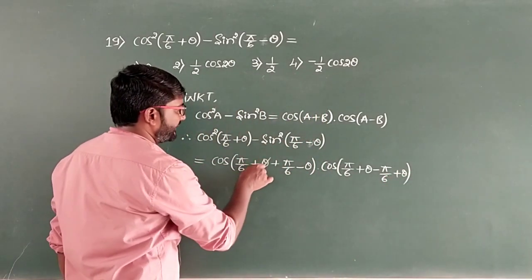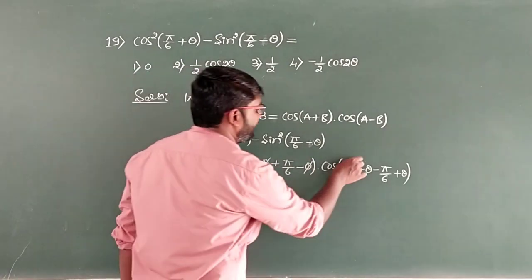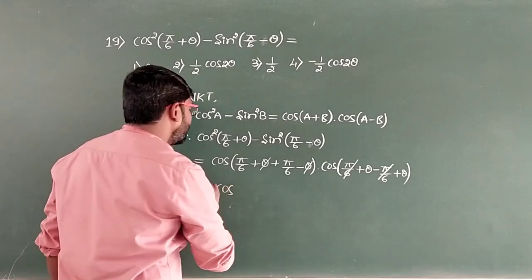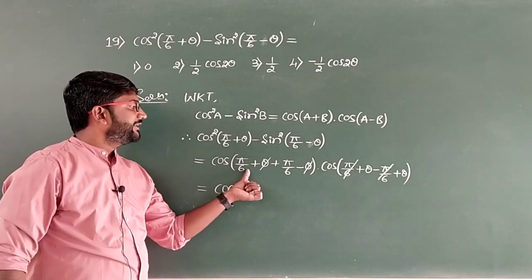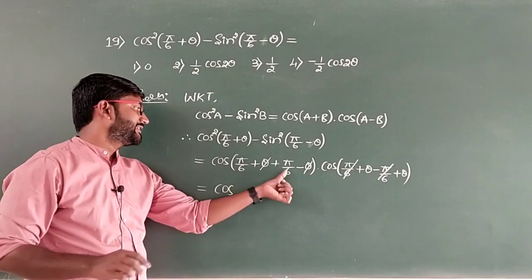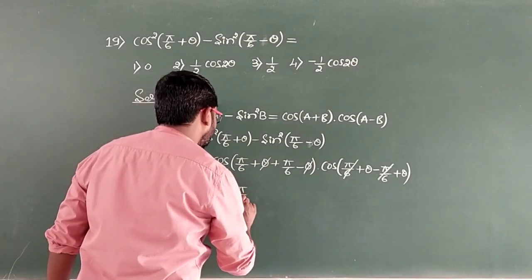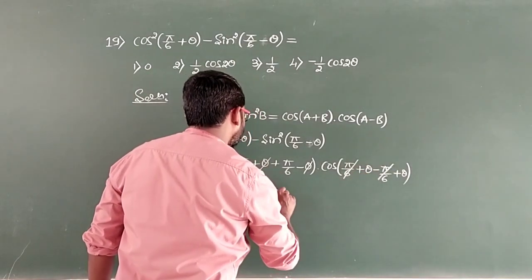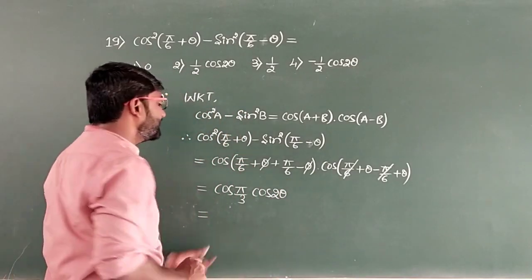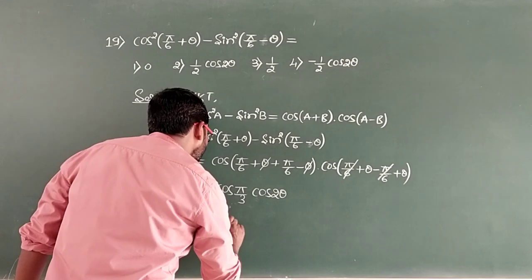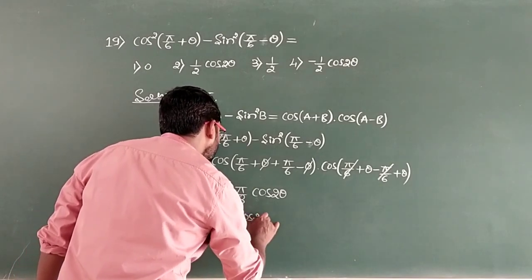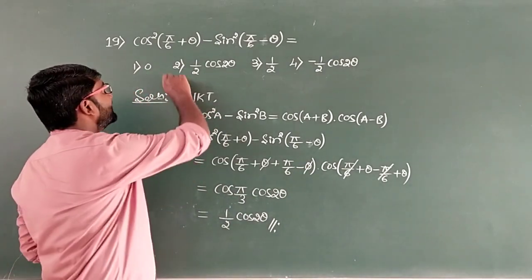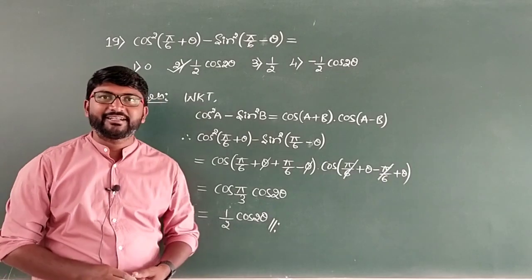Simplify this now. Here theta and minus theta get cancelled, and pi by 6 and minus pi by 6 get cancelled. Then overall what do we have? Cos of pi by 6 plus pi by 6. So 30 plus 30 will be 60. What is cos 60 degree? We'll write one more step: cos pi by 3, then into cos of theta plus theta, which is 2 theta. Now cos 60 degree value is 1 by 2. So 1 by 2 into cos 2 theta. This is the required answer. Check the given options. Option 2 is the correct answer. This is all about question number 19.